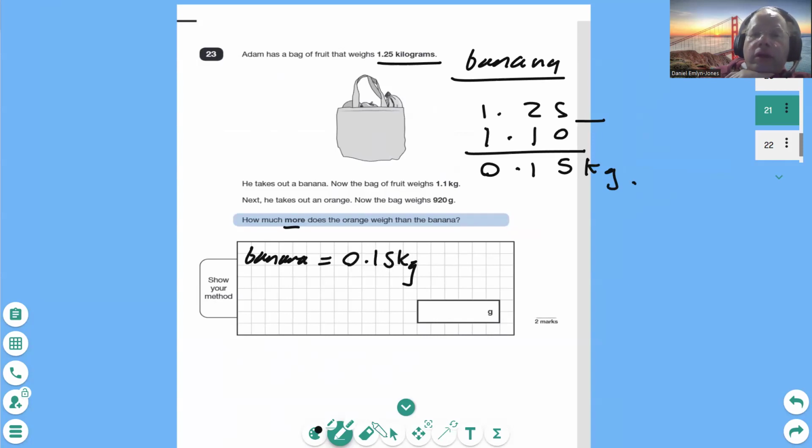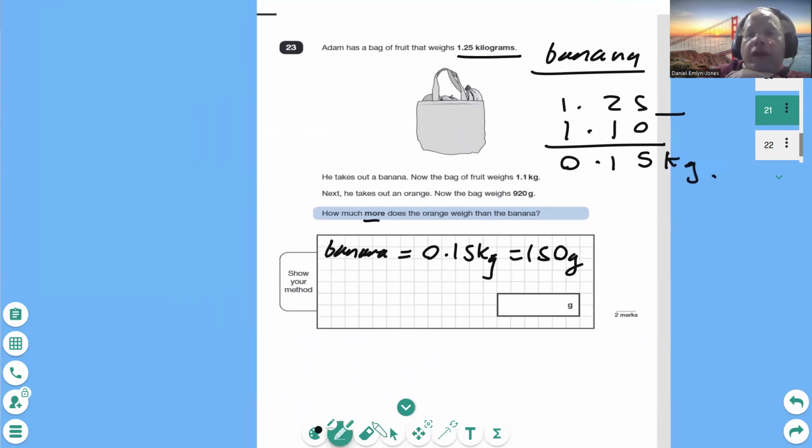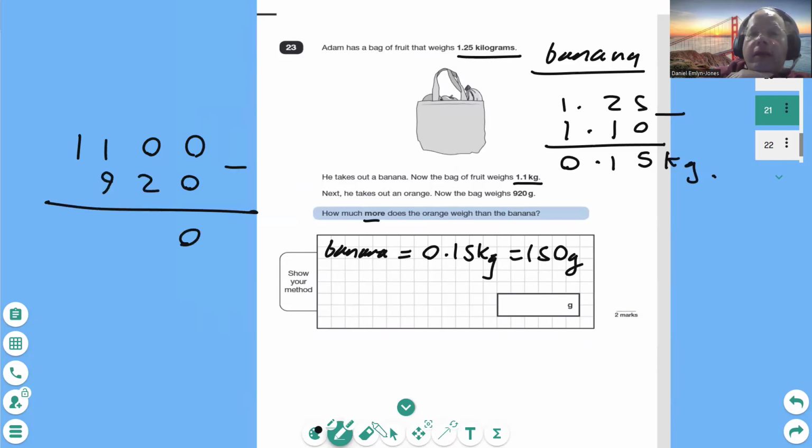0.15 kg, which is 150 grams. Okay, now when he takes out an orange, the bag weighs 920 grams. Well, in that case, before he took the orange, after he'd taken the banana, it weighed 1.1. Multiply that by 1,000 to get the grams. You see? And he's taken out his orange. So it's 1,100 minus 920.